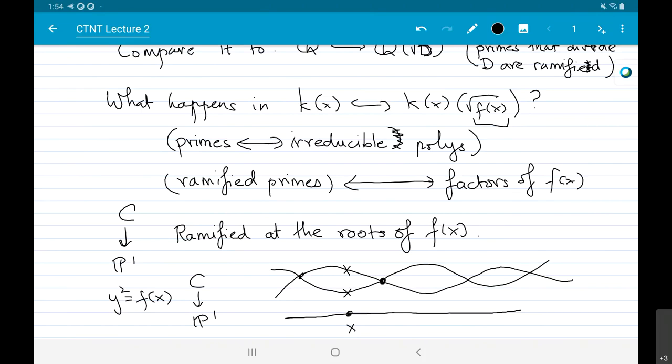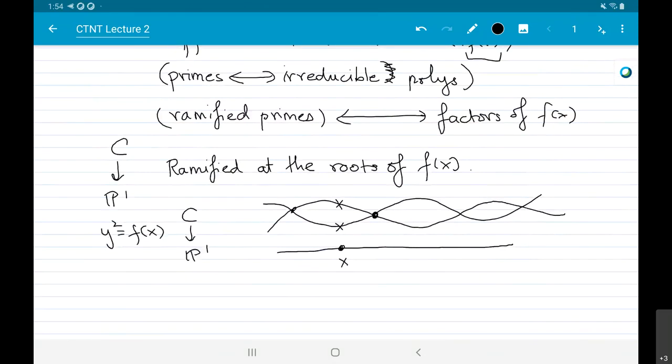Right? So in terms of the degree, in terms of the extension of function fields, this is the picture you should keep in mind. And the ramified points are the points where f(x) vanishes, or where the points above the map sort of collapse to give you one point. Okay.